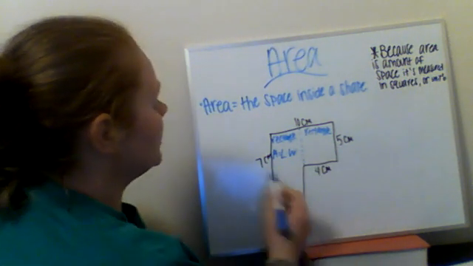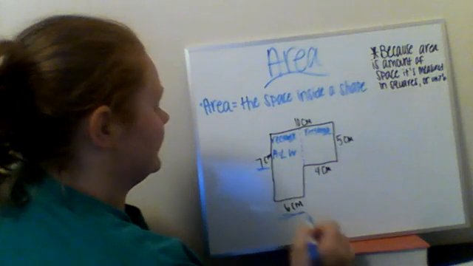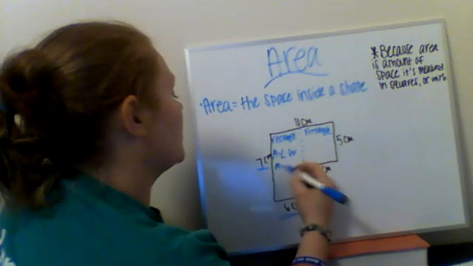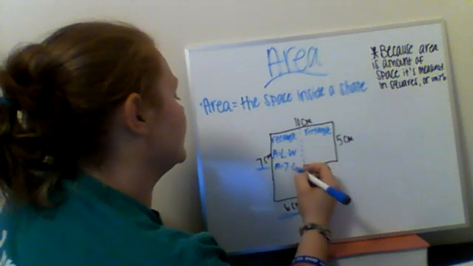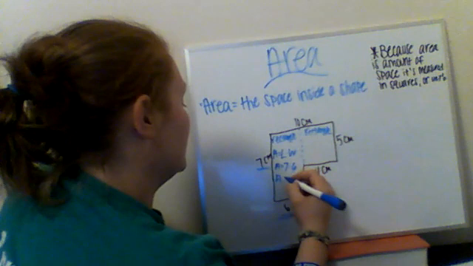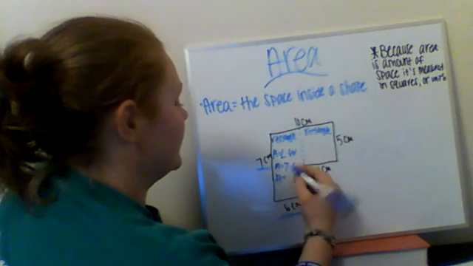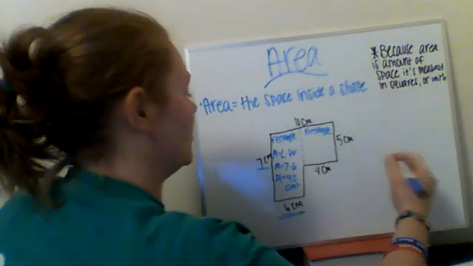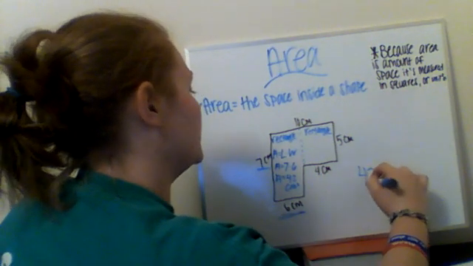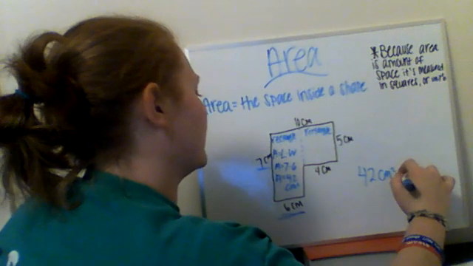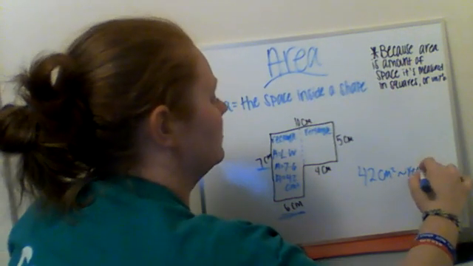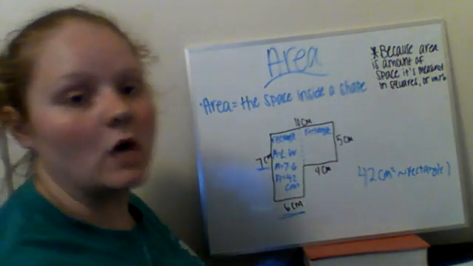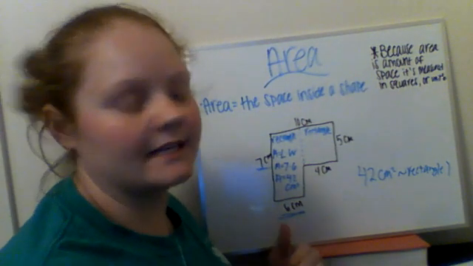So I'm going to look at 7 centimeters and 6 centimeters. I'm going to multiply them together to get the area. So I'm going to multiply 7 times 6. The area of this rectangle on the left is 42 centimeters squared. I'm going to write that off to the side right here. 42 centimeters squared is rectangle 1. I'm going to label it rectangle 1. And all I did was multiply my length and my width to get the area.